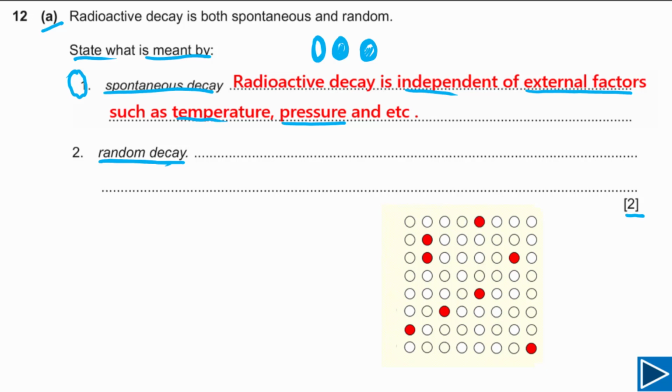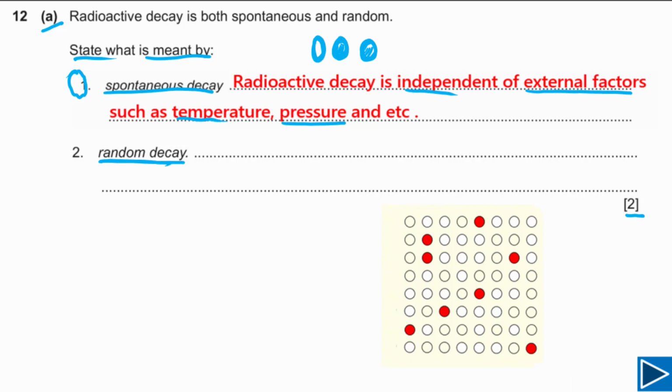And the probability of decay of any nucleus per unit time is the same. For example, the probability of dying means how many people die on this planet. There is a certain probability, and that probability is the same for every person on this planet. So that is also true for these radioactive nuclei.